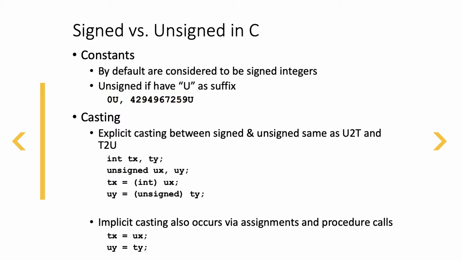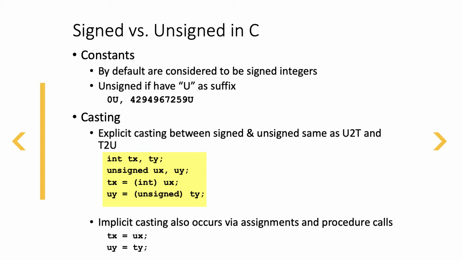Now, explicit casting between signed and unsigned works the same as those functions we talked about, our unsigned to 2's complement and 2's complement to unsigned functions. So we can see a little code snippet here where we just cast, just like we've seen in various other languages. We can directly cast from an unsigned to a 2's complement or the other way around just by putting in these keywords in these parentheses before the variable itself. So this is how we do an explicit cast.